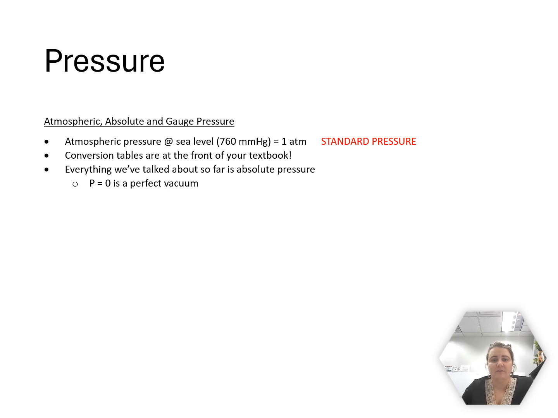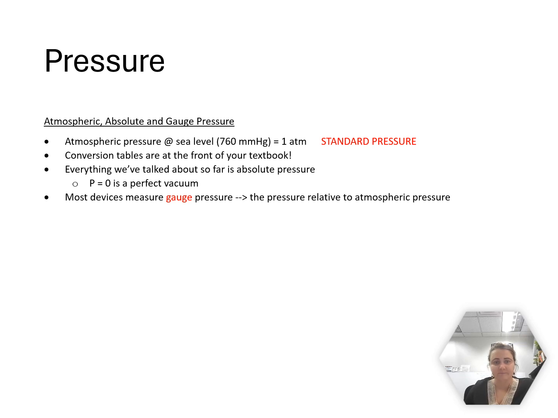And then everything so far that we've been talking about is absolute pressure. It's both the pressure of the atmosphere and external gauge pressures. Pressure of 0 is what we would call a perfect vacuum. So that would be if there is no atmospheric pressure and no gauge pressure in the system.